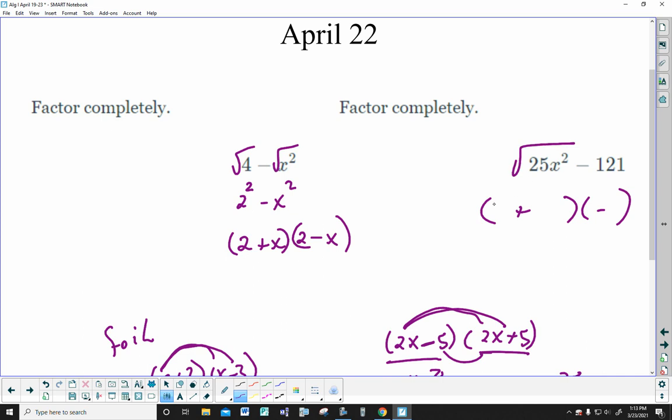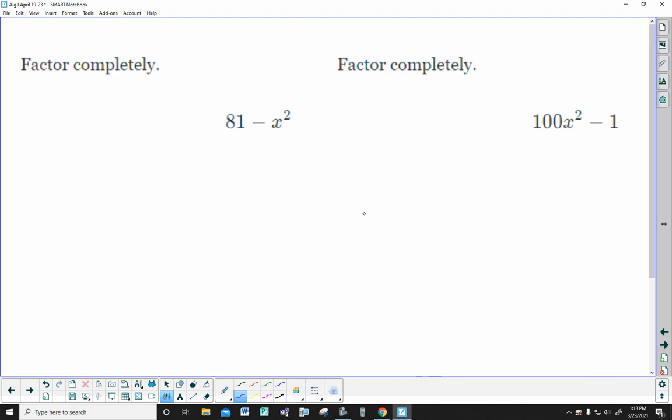Square root that. 5x, square root of 25 is 5, the square root of x squared is x. That goes in both of them. Square root 121, 11, and 11. That's it. It's done. One's a minus, one's a plus, doesn't matter which one.